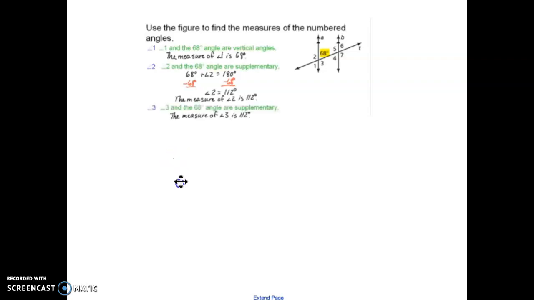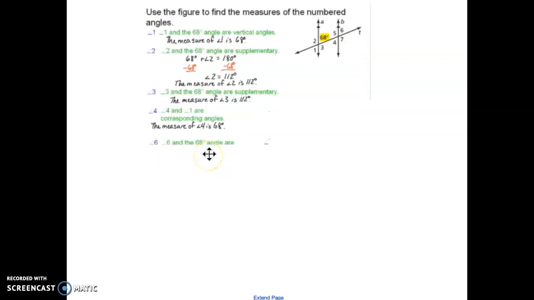Now we can look for those other supplementary angles or corresponding angles. So angle 3 is supplementary to the 68, or we could say that it's vertical to angle 2. Angle 2 we already knew to be 112, so angle 3 has to be 112 degrees as well. All right, here we have angle 4. And angle 4 and angle 1, those are corresponding angles. And so the measure of 4 is 68, which means that 6 is also 68 degrees.